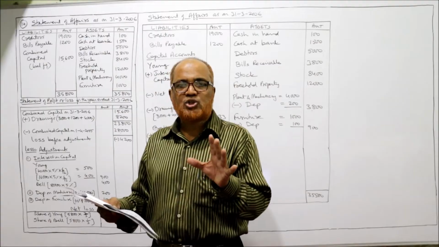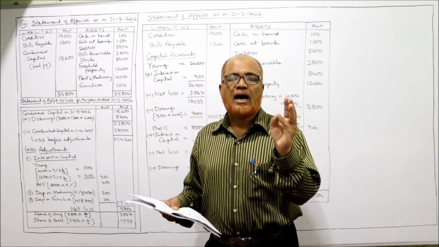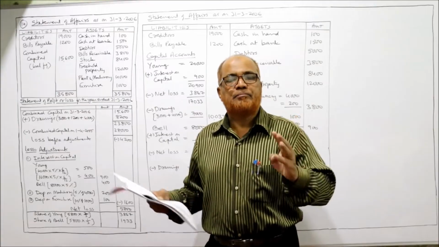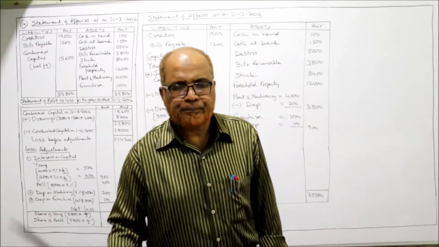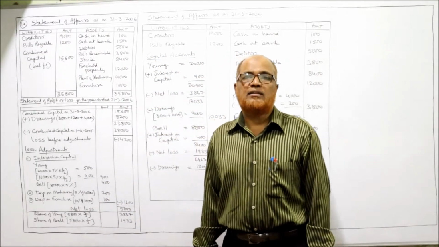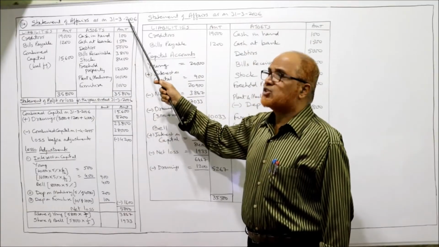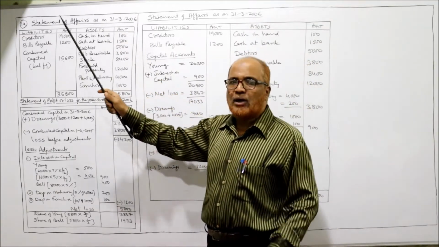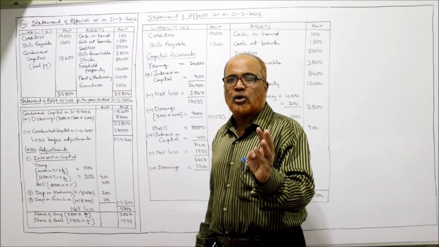So we have to calculate interest on capital. The adjustments are regarding depreciation and regarding interest on capital. That's it. So it's a very easy problem. First of all, we have to make a statement of affairs at the end of the year, 31st March 2006. Statement of affairs on 31st March 2006 without any adjustments. We have not made any adjustment. No interest on capital, no depreciation.